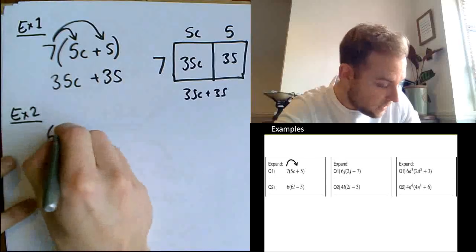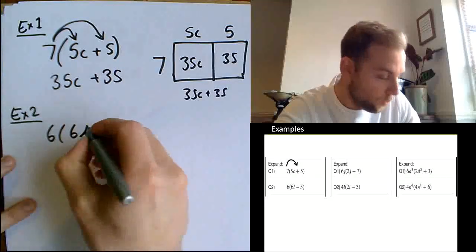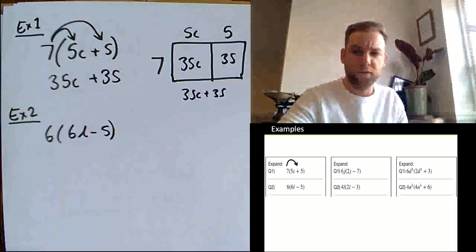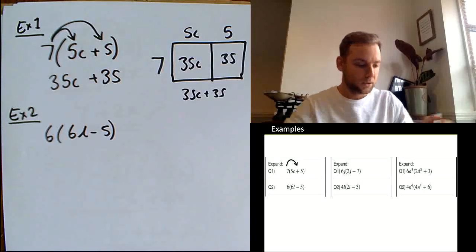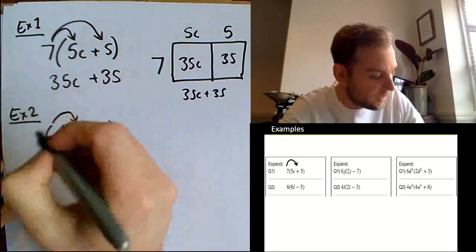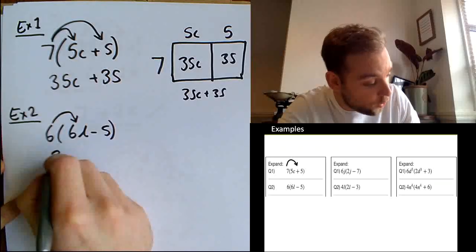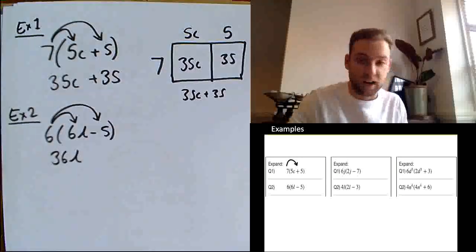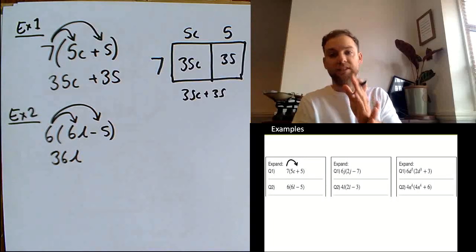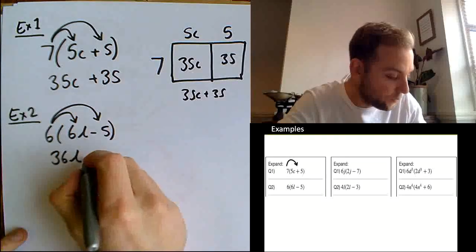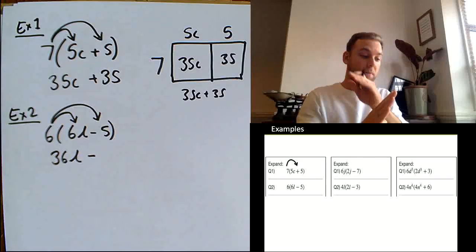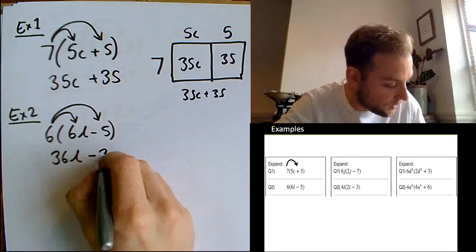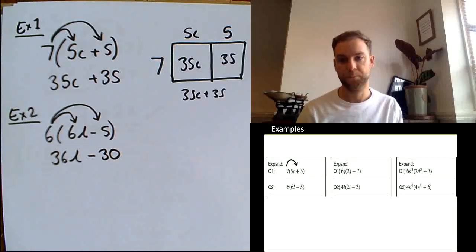So this one's really similar, not much more difficult, but I just want to have a go at a few of these to make sure you understand them. So the first one here, 6 times by 6l is 36l. 6 times by minus 5, well, positive 6 times by minus 5 is equal to minus 6 times by 5, which is the 30, like so.